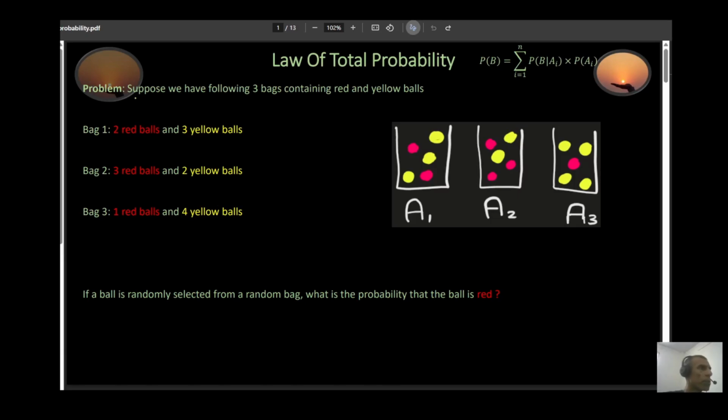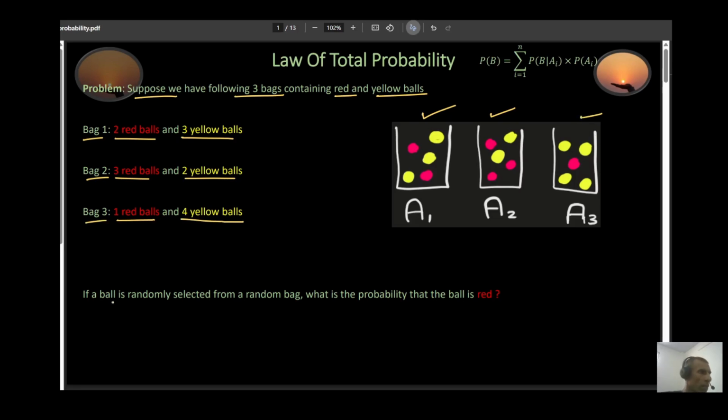Problem statement. Suppose we have the following three bags containing red and yellow balls. Bag 1 has 2 red balls and 3 yellow balls. Bag 2 has 3 red balls and 2 yellow balls. And bag 3 has 1 red ball and 4 yellow balls.